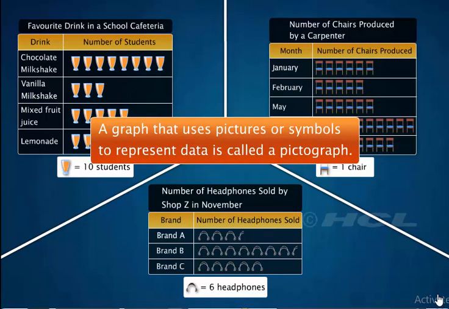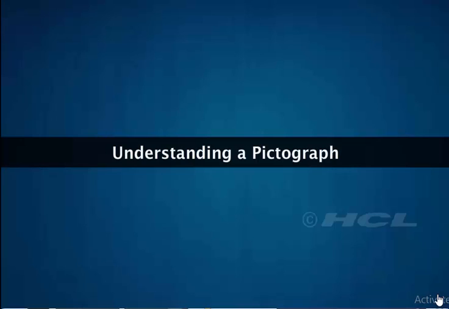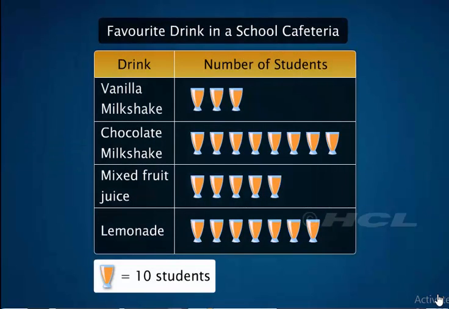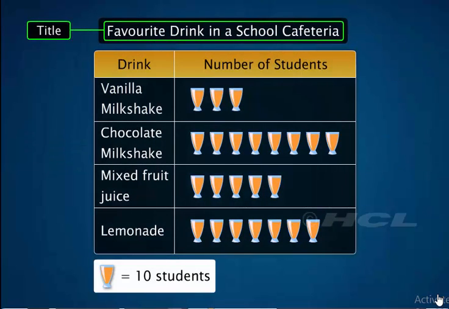As a pictograph uses pictures to display data, it can communicate to a wide range of people. Therefore, a pictograph is often used in newspapers and on television news programs to represent different kinds of data. Let's learn about pictographs. Let's look closely at each of the components of a pictograph.